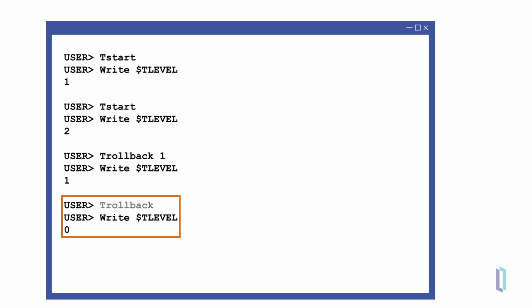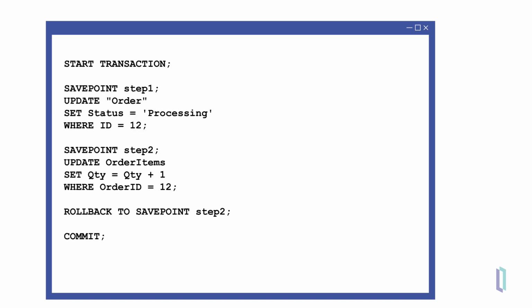A full trollback, however, immediately resets the level to 0 and cancels all active transaction levels, undoing all changes made in the transaction. SQL transaction support in InterSystems IRIS follows the ANSI standard. You can start a transaction, commit it, or roll it back using START TRANSACTION, COMMIT, and ROLLBACK. While SQL allows transactions to be started within an active transaction, it does not support nested commits the way ObjectScript does. A commit always finalizes the entire transaction.